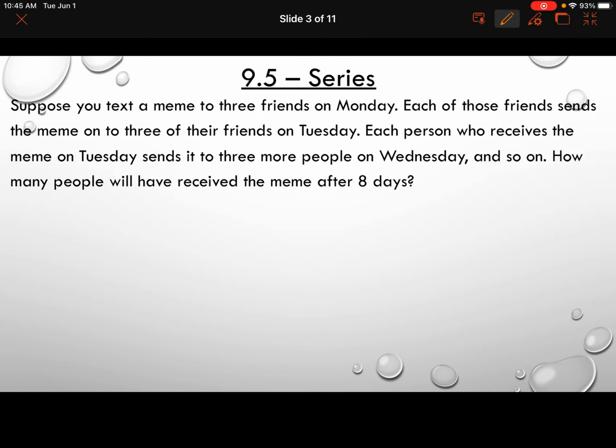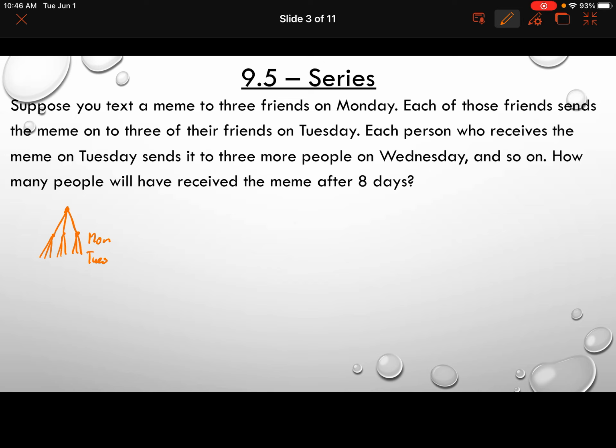So quickly, let's just visualize this. Let's say that dot represents you. So on Monday, you send it out to 3 people. Okay, so that's Monday. Now each of those 3 people on Tuesday sends it out to 3 more people. Okay, that's Tuesday. How many people will have received the meme after 8 days? So in other words, how many total people would have seen the meme after 8 days?